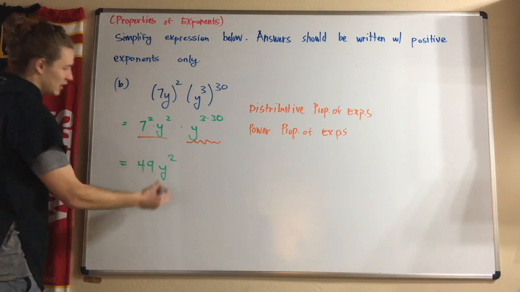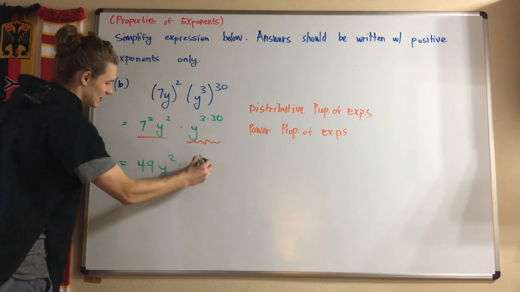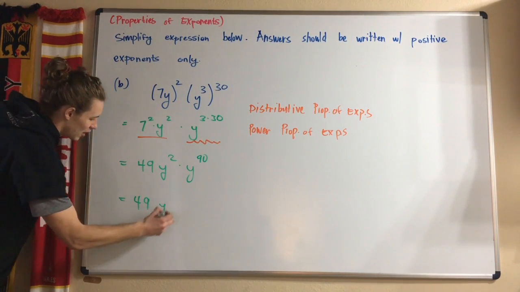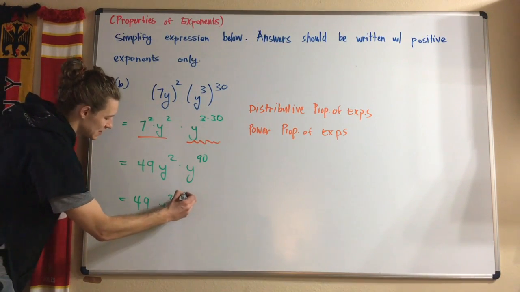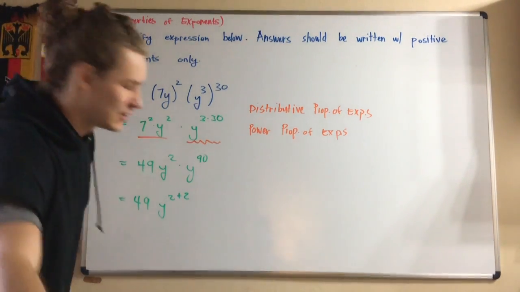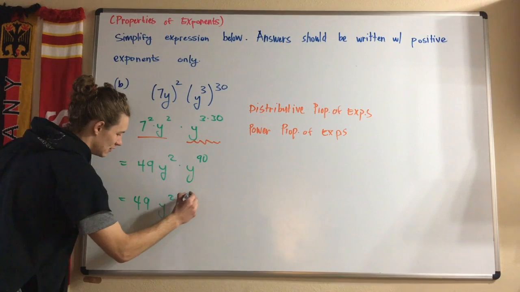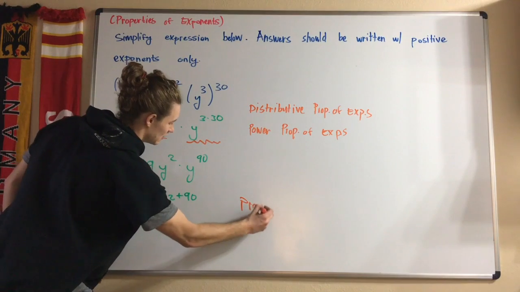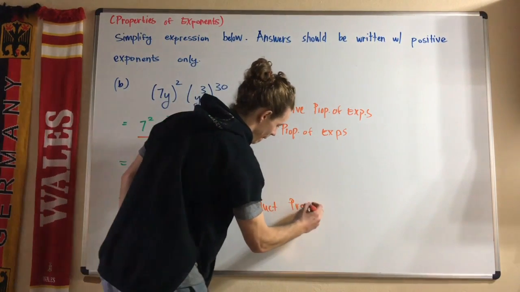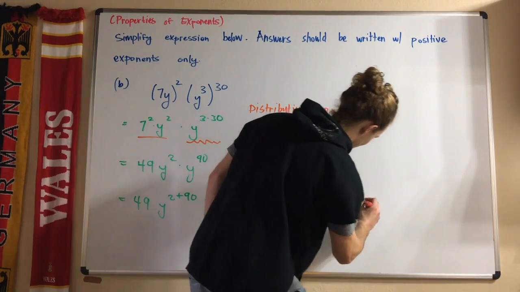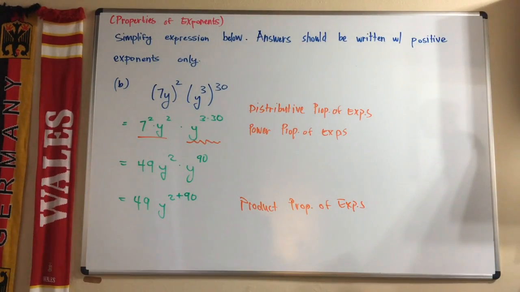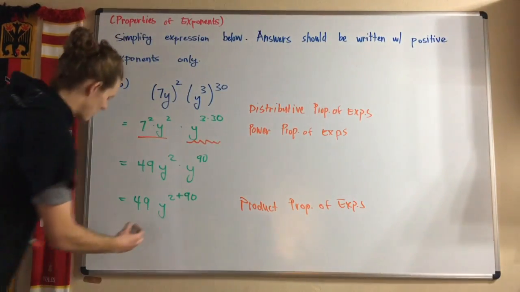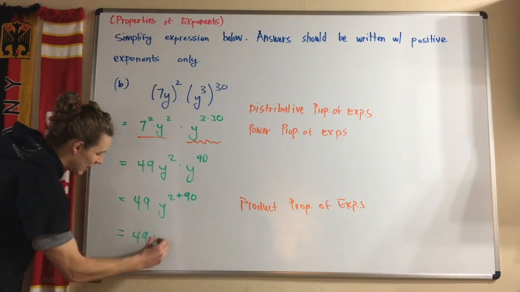I have a y squared times a y to the 90th power. See now that I could simplify using the product property of exponents to say that this is 49 times y to the 2 plus 90 power. And we can do this using the product property of exponents. So, again, we had a product of powers, so we use the product property of exponents. The last thing to solve this problem is just to say that this is 49y to the 92 power.